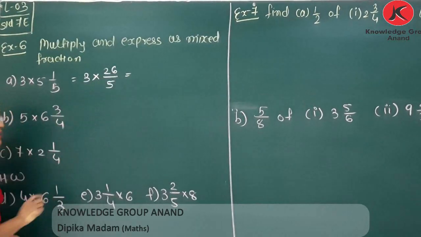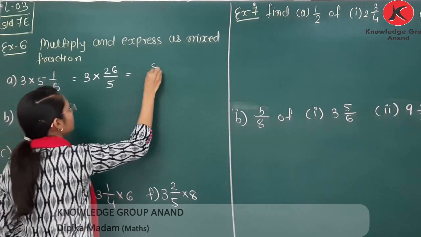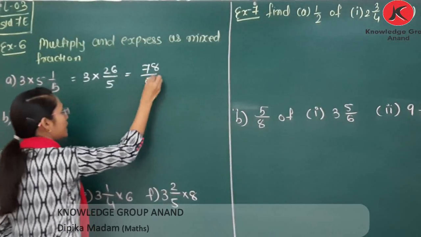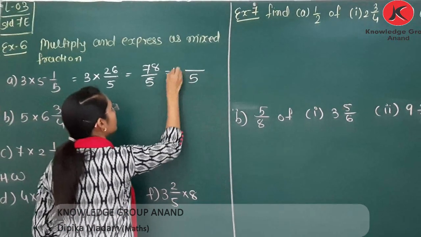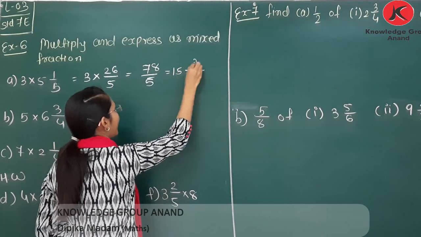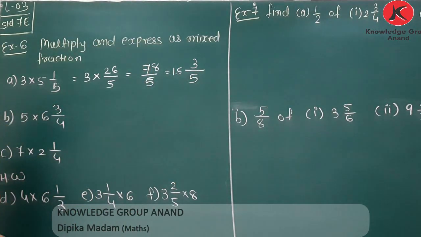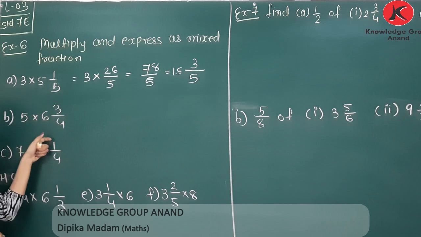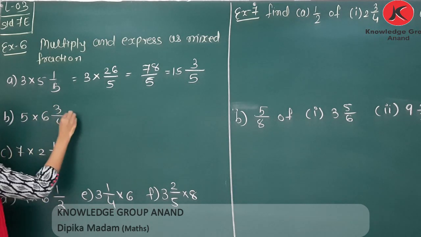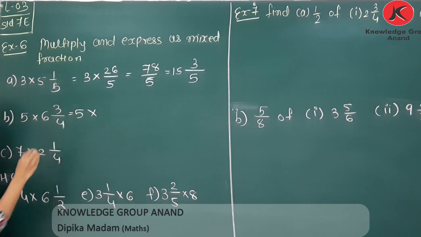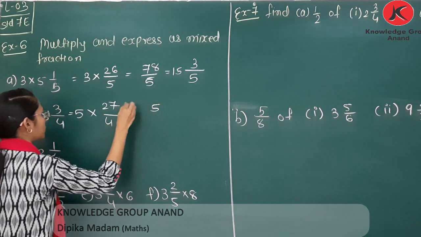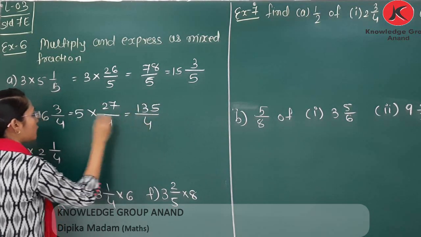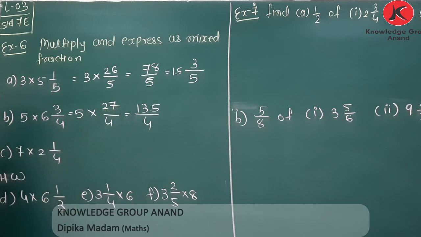Now you can multiply 26 with 3, 78 by 5, and you can convert it into a mixed fraction. 15 5s are 75 and 3 remains. Clear? Now next, convert this into improper. 6 4s are 24 plus 3, 27. If you multiply 5 with 27, you will get 135 by 4.